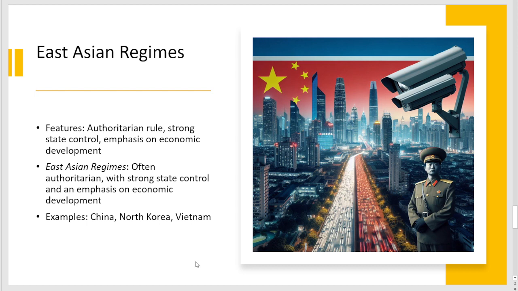Most of these East Asian regimes are authoritarian in nature. They have strong state control and an emphasis on economic development. Examples are China, North Korea, Vietnam, or even Japan before World War II. After World War II, you have strong state control in Japan and South Korea. So this falls under the East Asian regimes.